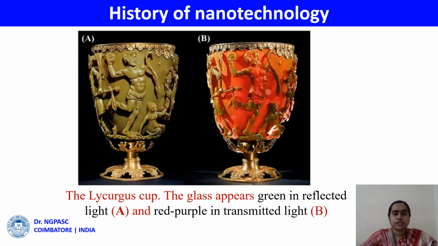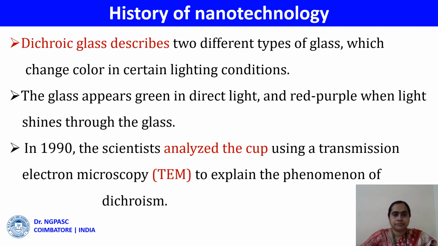And you can see in the picture here the Lycurgus cup, which exhibits dichroism, and the glass appears green in reflected light and red purple in transmitted light. So this exhibits the optical property at the nanoscale level. Dichroism glass has two colors, or a change in color due to the lighting conditions. It appears green in the direct light and red purple when the light shines through the glass.